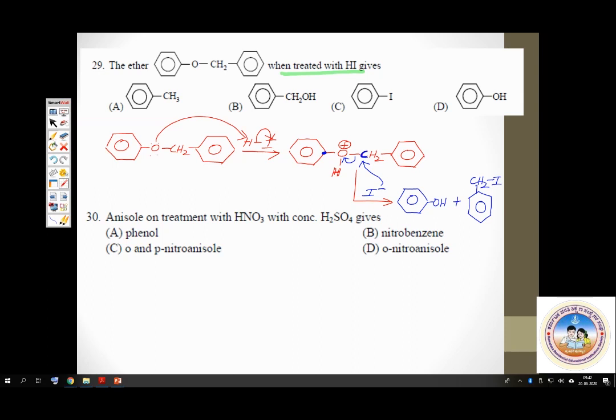Option A is toluene. No. Option B is benzyl alcohol. No. Option C is iodobenzene. No. So benzyl iodide is not there, but phenol is there. So at least one product is given here. So option D must be our correct answer, which is phenol, one of the products. The other product is benzyl iodide, but that is not given in the options. Okay, good. That is question number 29.